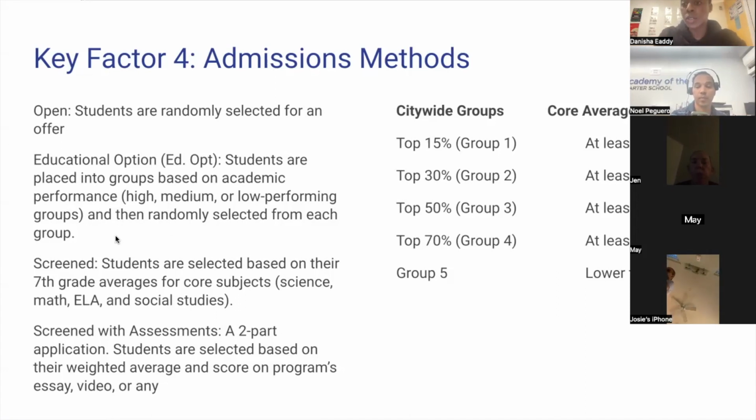For educational option, if you see a program that has that as an admissions method, what that means is students are placed into 3 categories. It's kind of like a circle pie with 3 sections, 33% for each section, meaning low, medium, high, depending on their grades. If you're high, that means you're in group 1, and your grades are above standard, like 85% or higher. With the educational option component, they will admit students within each group, high, medium, or low. So each student will get a chance and go through the lottery to get an offer into that program.